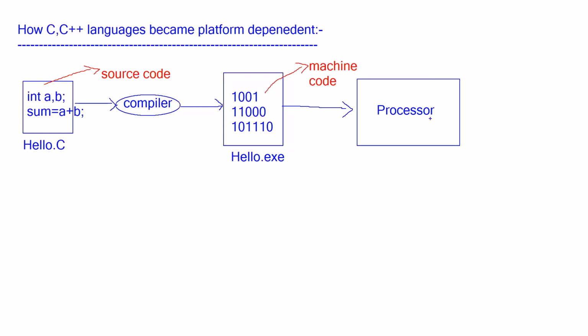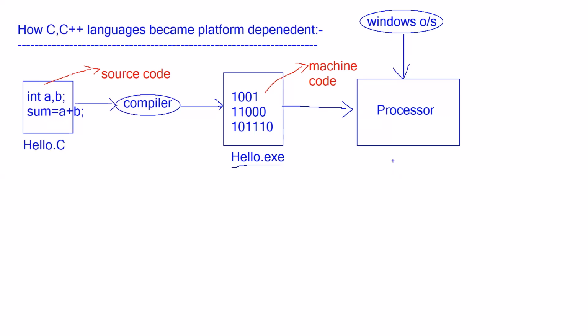Now this processor has to run this exe file, which has machine code. But for that, it has to get the instructions from the operating system. Let us say this has the Windows operating system. This Windows operating system has to give instructions to this processor to run that file. Which file? This hello.exe file.